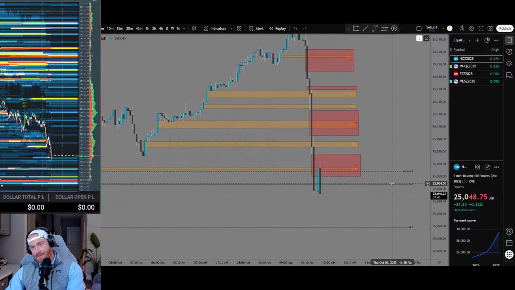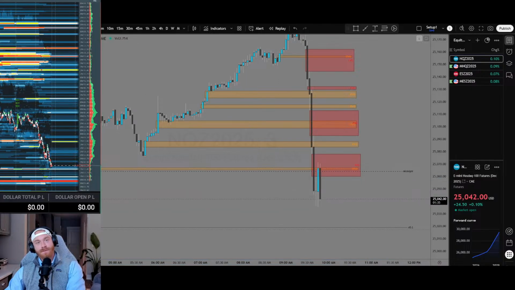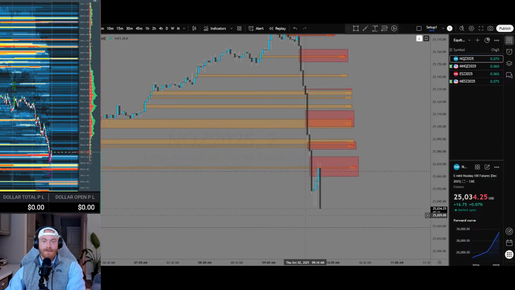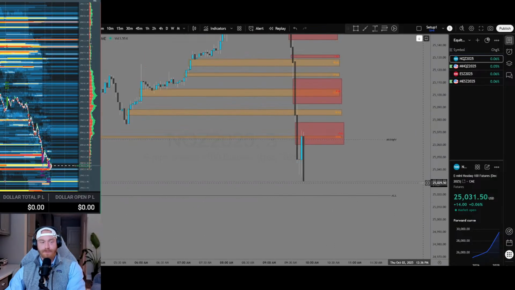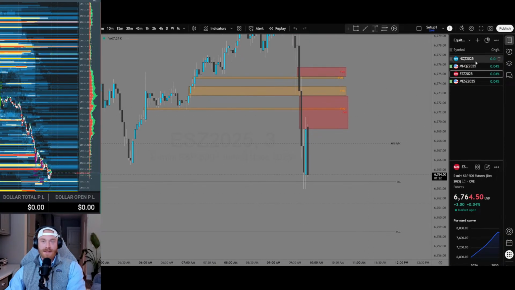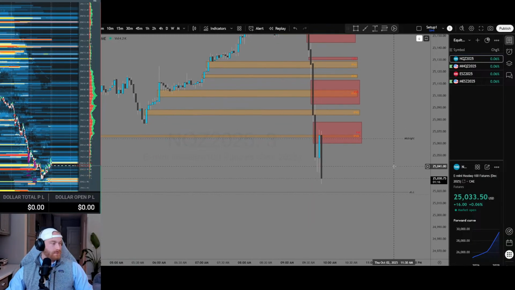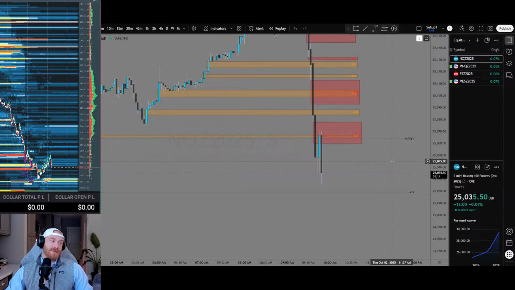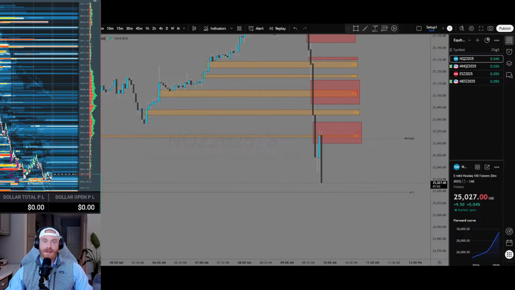Rejecting out of this 3-minute gap. Looks like we're going lower for Asia, potentially. Definitely. ES and NQ are pretty in sync with each other right now. Caught the whole move. Damn, dude, that's awesome. Threw your whole day off. Yeah. It's frustrating, man.